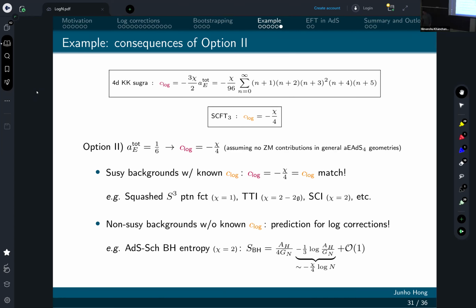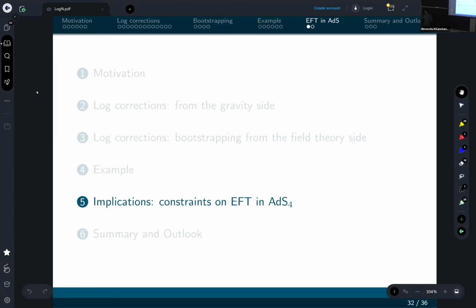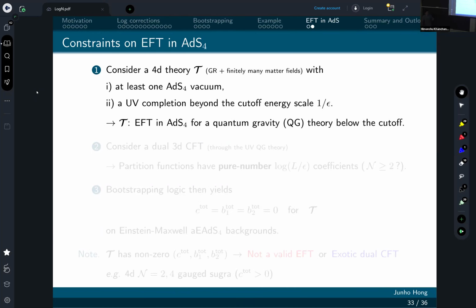Okay, so far I just delivered a message from the top-down holography side, but in the last slide, let me change gears and see what this bootstrap means in the context of the bottom-up approach. Just in one slide. It could be a bit heavy, but let me try my best. Consider a four-dimensional theory consisting of general relativity coupled to finitely many fields. And then assume that it has at least one AdS vacuum, and it also has UV completion beyond certain energy cutoffs. That is basically assuming that your theory is a standard EFT in AdS4 for a certain quantum gravity theory below the cutoff.